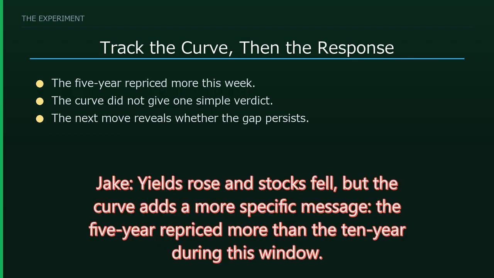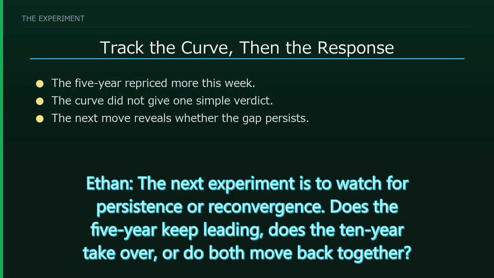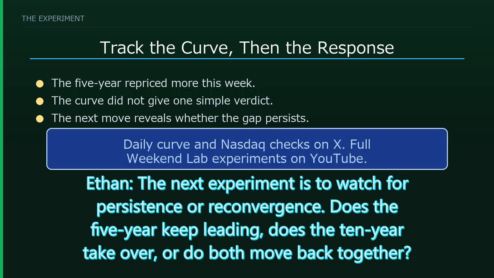Yields rose and stocks fell, but the curve adds a more specific message. The 5-year repriced more than the 10-year during this window. That is not proof that the market solved the policy outlook. It is evidence that the near to medium horizon moved more than the long horizon this week. The next experiment is to watch for persistence or reconvergence. Does the 5-year keep leading, does the 10-year take over, or do both move back together?